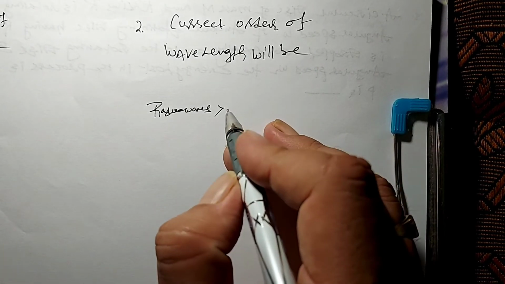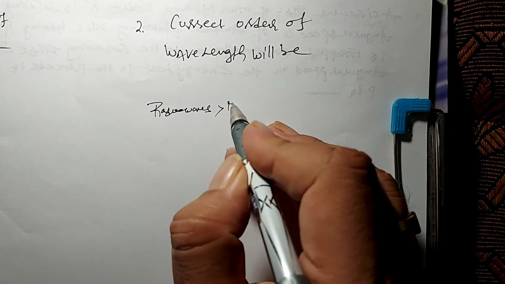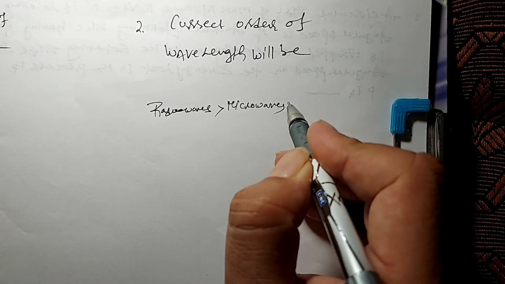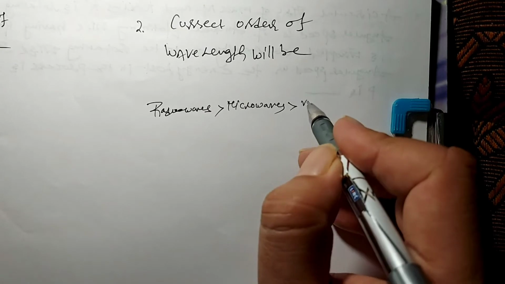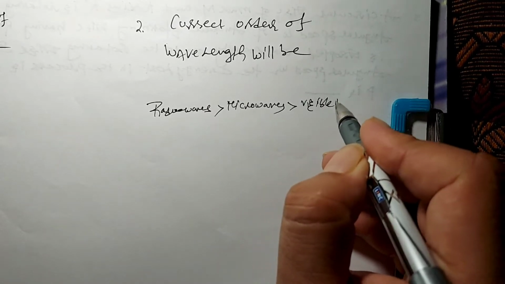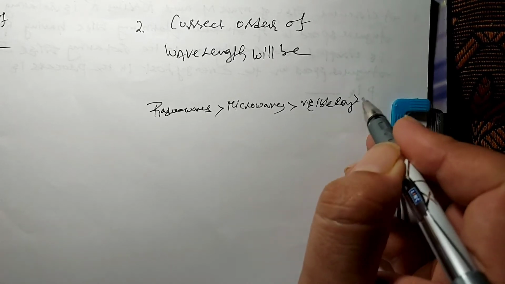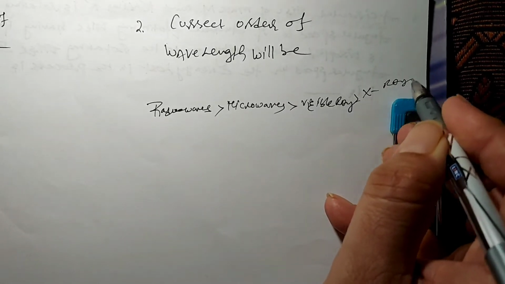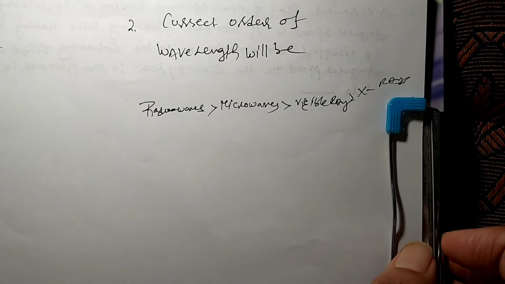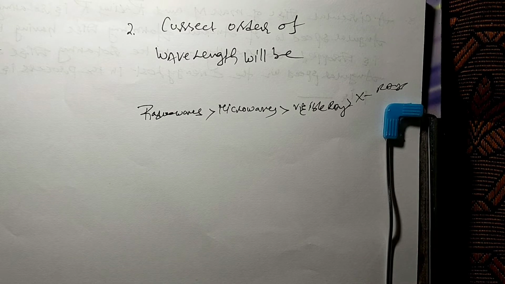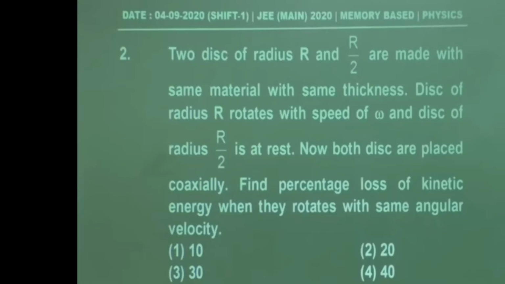Option 1 means wavelength of radio waves is greater than microwaves, wavelength of microwaves is greater than visible rays, and the wavelength of visible rays is greater than X-rays. So the correct option is option 1. Now let us see another question.